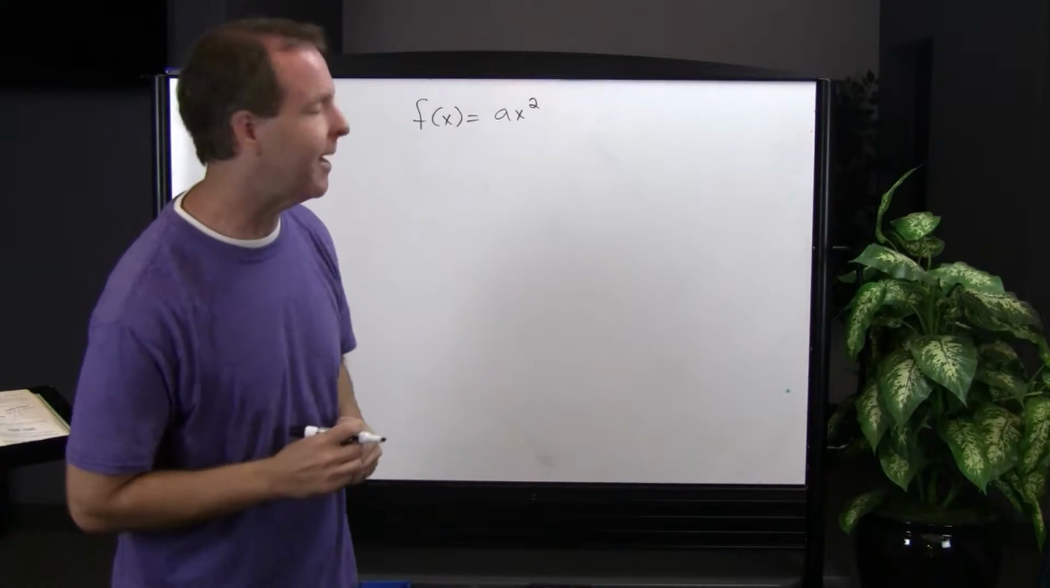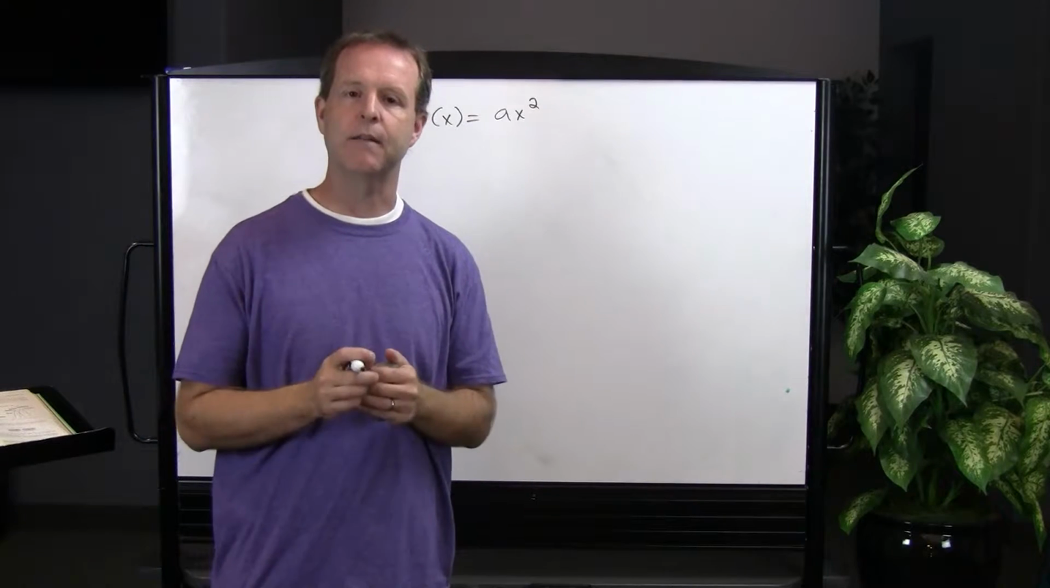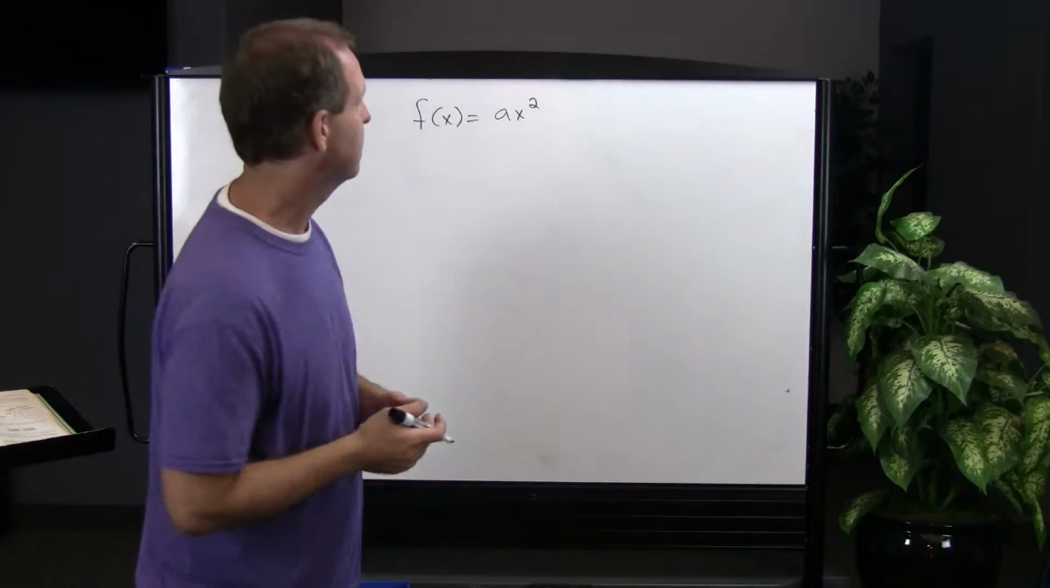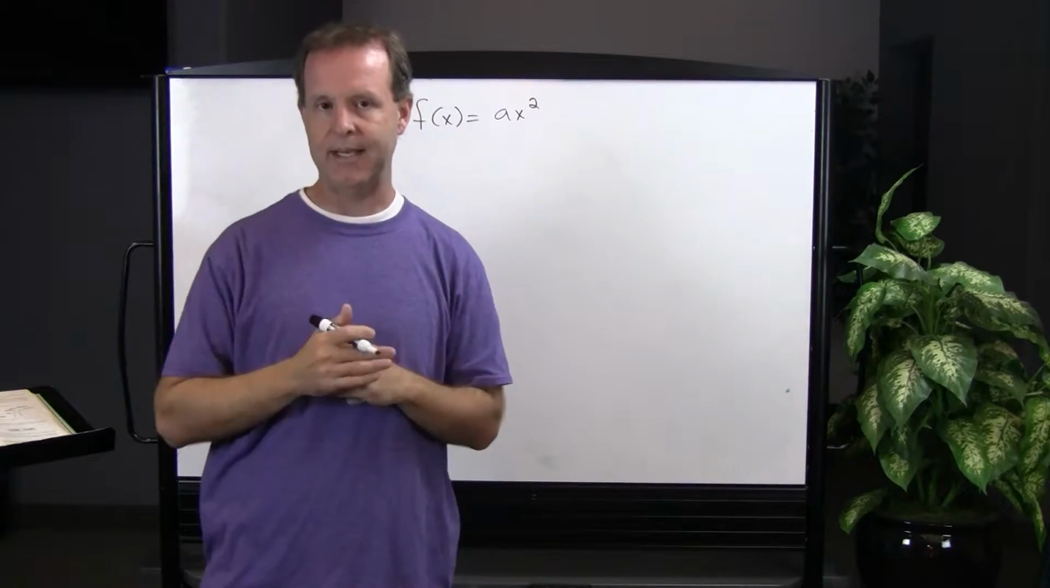And if you remember in transformations, if a was positive, the graph was positive, or it opened up. If a was negative, it opened down. Well, we also remember that we can shift graphs left and right or up and down.